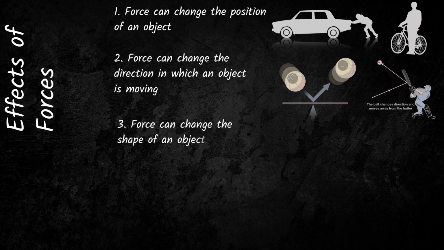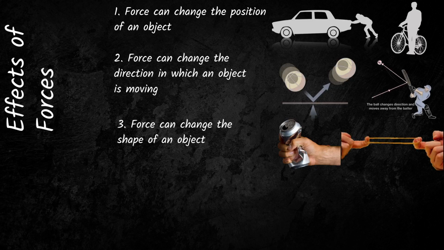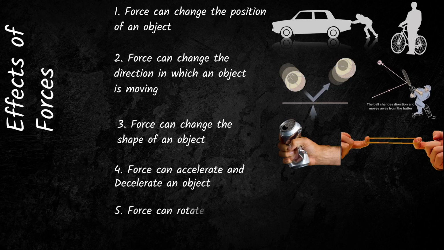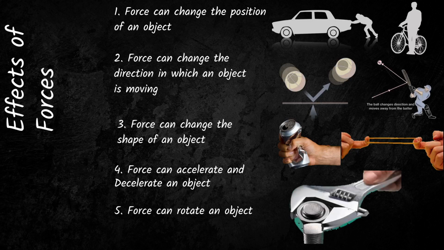Number three, force can change the shape of an object. That's the change that occurs when you are crushing something. Like example, you're crushing a can, an aluminum can as shown in the diagram, or when you're stretching a rubber band. Four, force can accelerate or decelerate an object. That's the point of having an engine and brakes in a car. And number five, force can rotate an object. Example, you can rotate a nut bolt around a screw, or just simply opening the door is an example of a rotation because of an applied force.